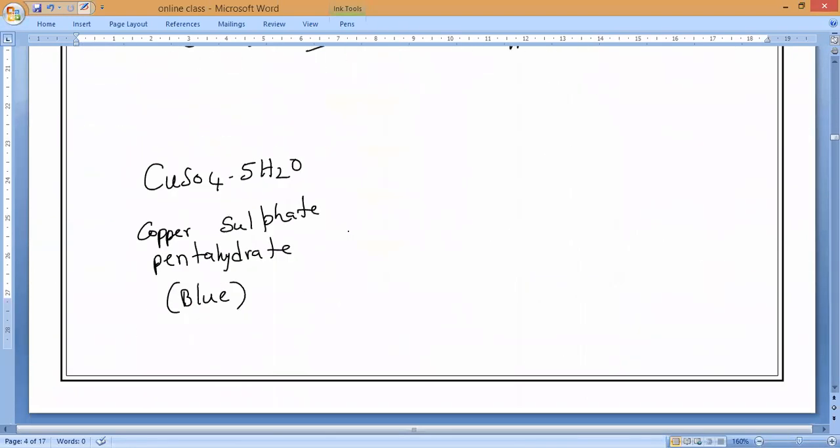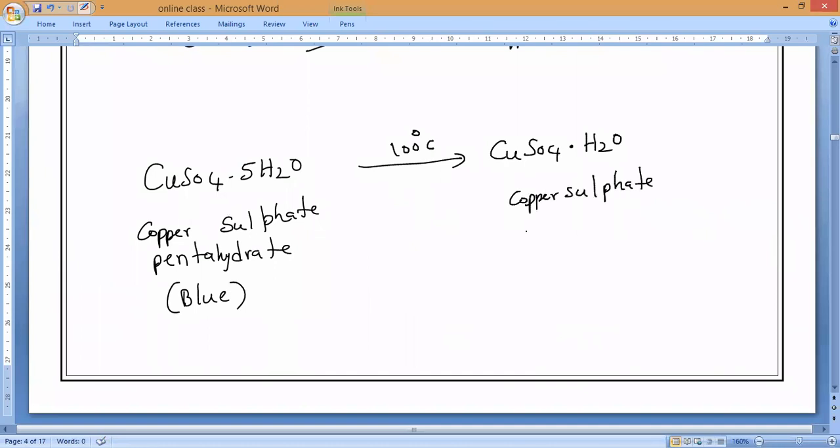If I want to get copper sulfate only, then we have to heat first at 100 degrees Celsius, then 4 water molecules will go, and 1 will be remaining. This is called monohydrate. This is bluish white color. What is the color of this one? This is blue color, this is bluish white color.